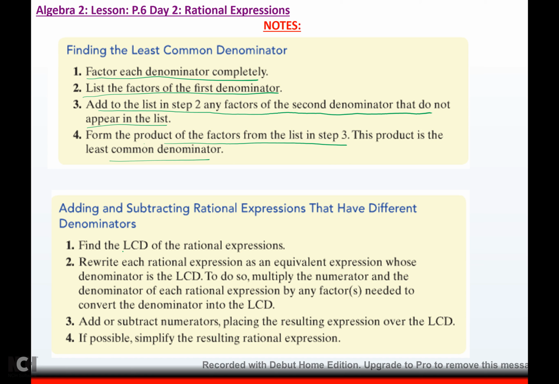So then, after you find it, you're going to rewrite each rational expression as an equivalent expression whose denominator is the LCD. And to do that, you multiply the top and the bottom by any factors that are missing. Then we're back to what we did. Keep the denominator and add or subtract the numerators.